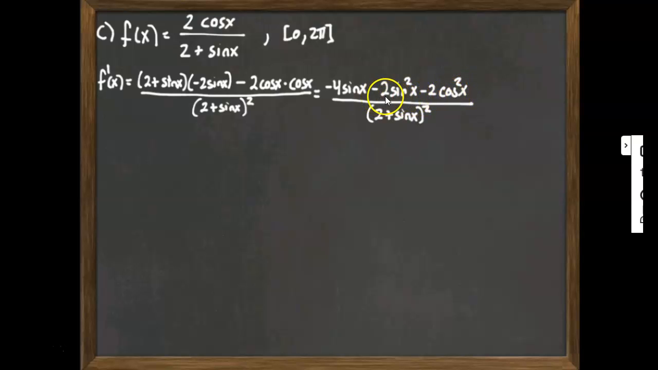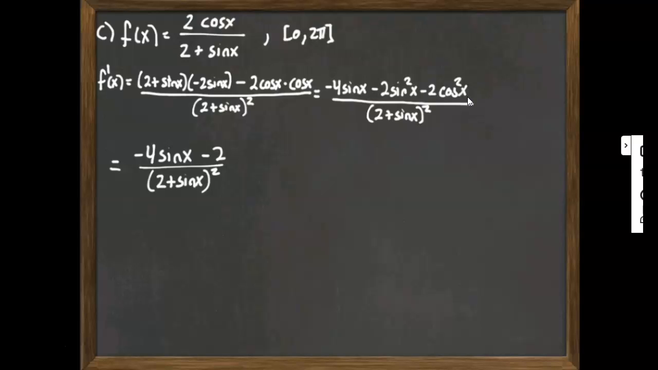Now, one of the parts I want to really focus on right here is this negative 2 sine squared minus 2 cosine squared piece. Okay, if you pull a negative 2 out of that, you'll have sine squared plus cosine squared, which every student who's ever had some trig knows is 1. So pull the minus 2 out, we have sine squared plus cosine squared, which is 1, so we have negative 2 times 1, or just negative 2. So that leaves us with negative 4 sine x minus 2, all over 2 plus sine x, squared.